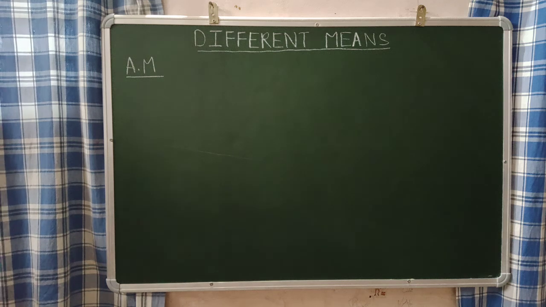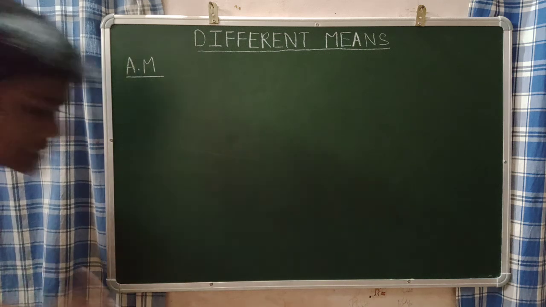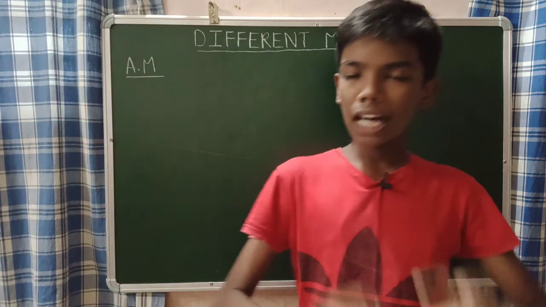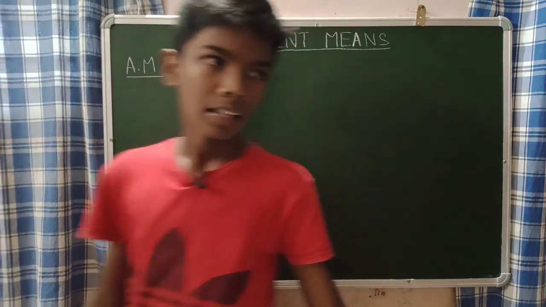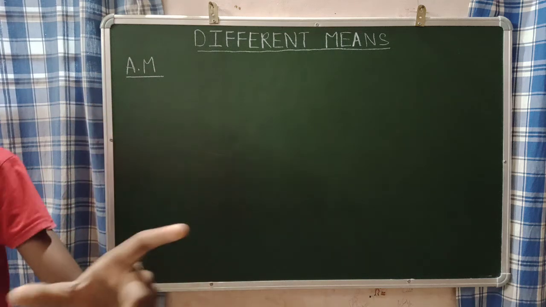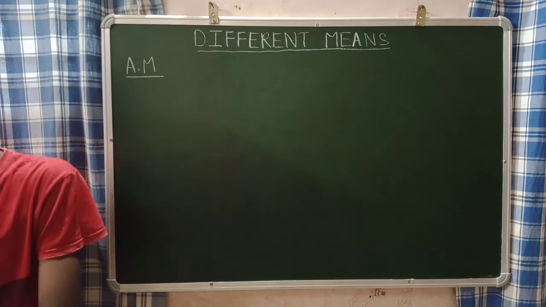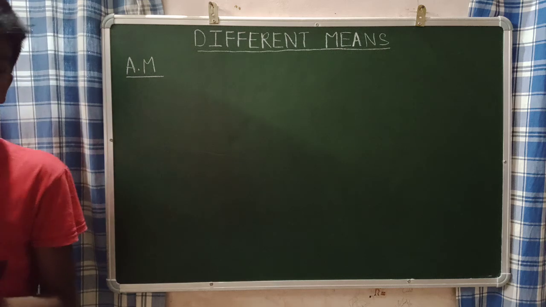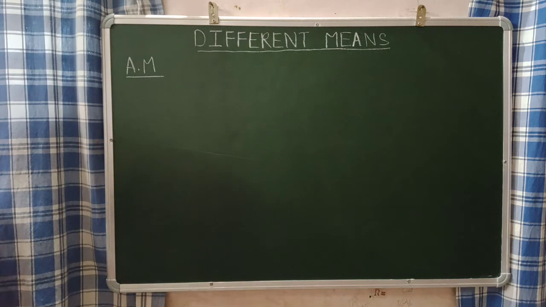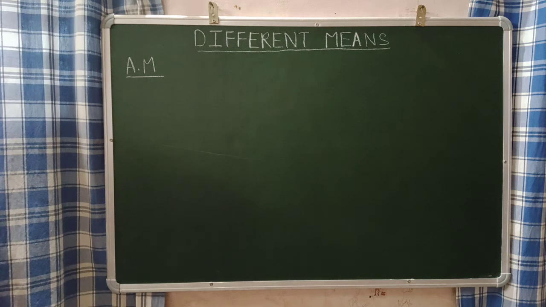Now, what does this arithmetic mean? Basically, your arithmetic mean is almost same as average. Not even almost, it's exactly the same. This arithmetic mean is exactly the same as your average. That is sum of all the observations divided by total number of observations. So that is what we mean by average. That definition holds true for arithmetic mean also.